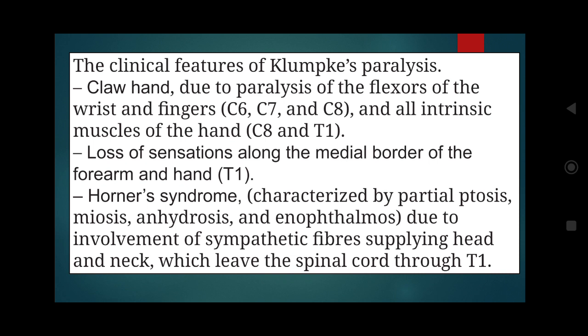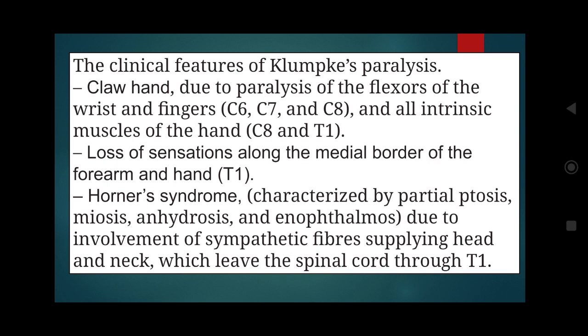Now, what is Horner syndrome? Horner syndrome is characterized by partial ptosis, so drooping of the eyelid. The child could not open his right eye properly, as the right side has been affected. Then miosis, I will show the miosis and enophthalmos pictures so that you can understand. Anhidrosis means absence or low secretion of sweat.